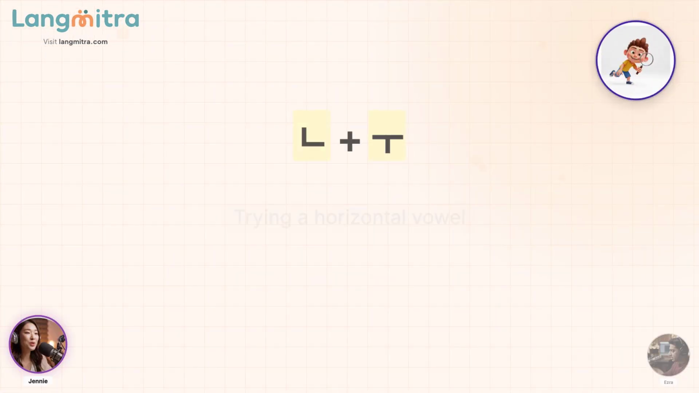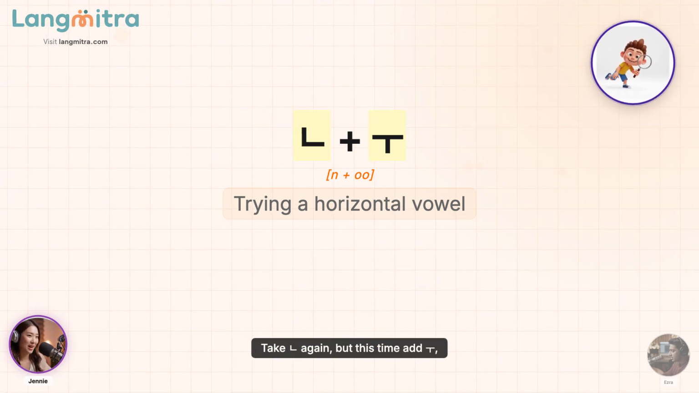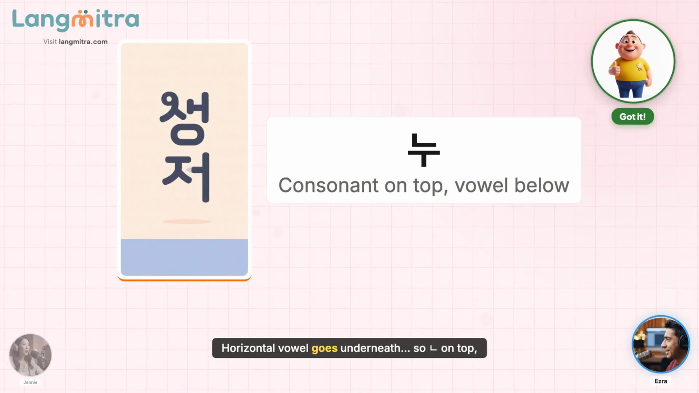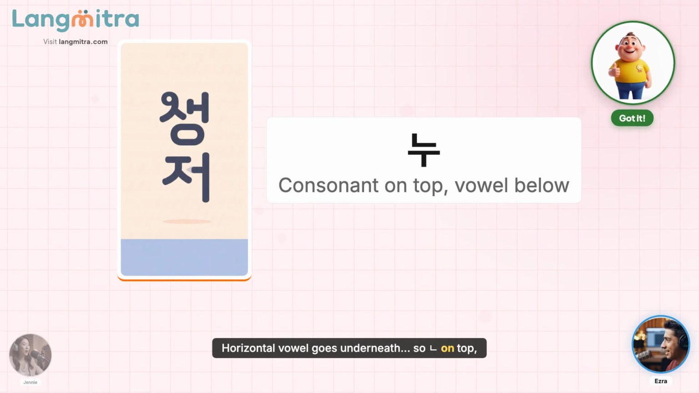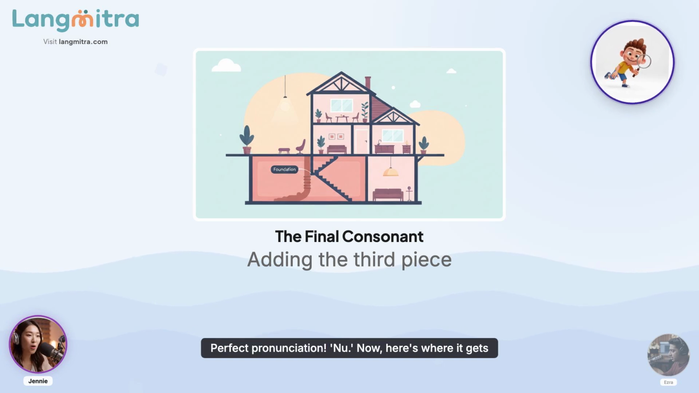That's so cool. Now let's try a horizontal vowel. Take n again, but this time add u, the oo sound. Where does it go? Horizontal vowel goes underneath. So n on top, oo on the bottom. That's new. Perfect pronunciation. Nu.